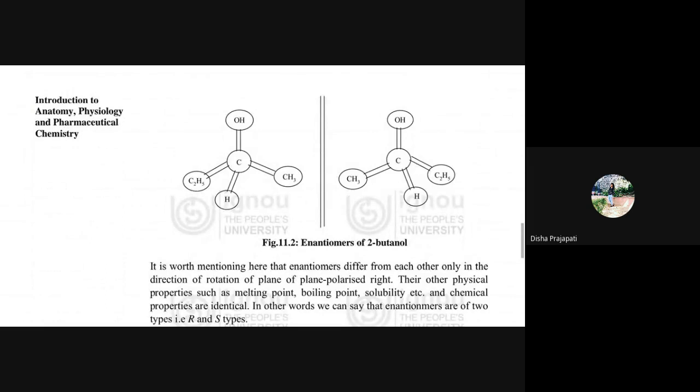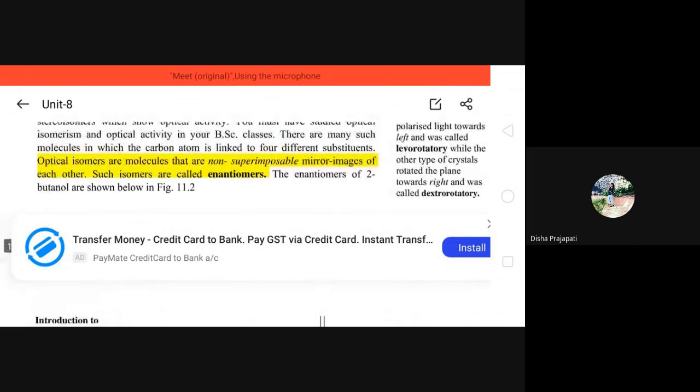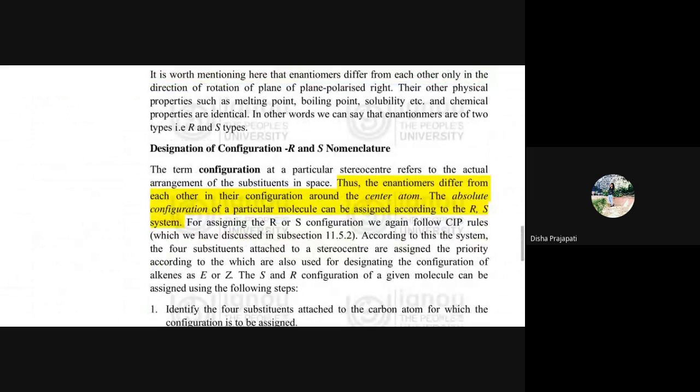It is mirror image of each other, but it cannot be superimposed on each other because the C2H5 is present on the left side in one compound and C2H5 is present on the right side in one compound. So these are called as enantiomers or optical isomers. Designation of configuration R and S nomenclature.